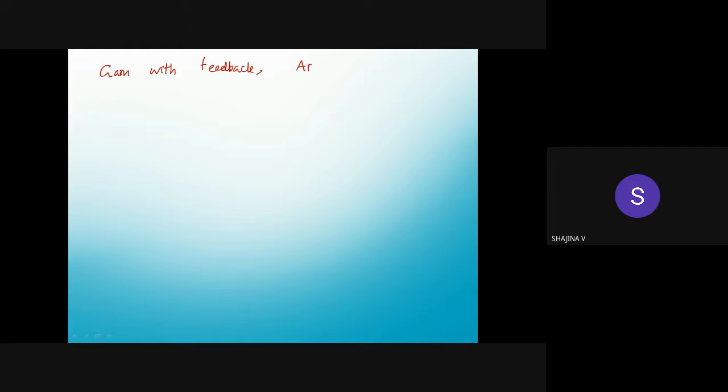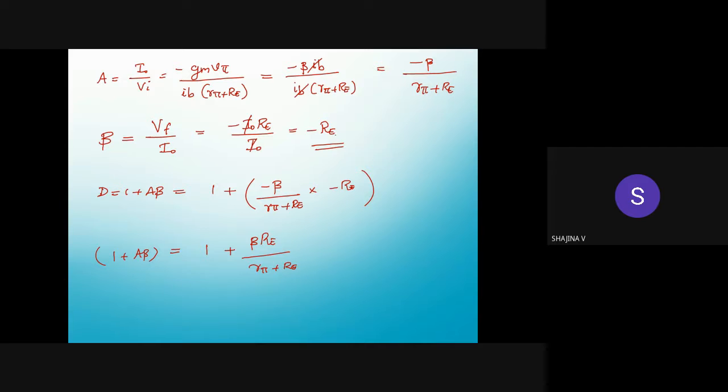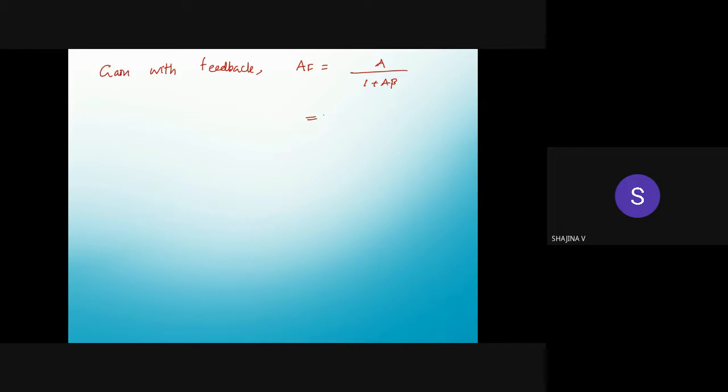That is AF is equal to gain without the feedback divided by 1 plus A beta. What is my gain without the feedback? Gain without the feedback is this one, minus beta divided by R pi plus RE. Okay. Minus beta divided by R pi plus RE. This is gain without the feedback, divided by 1 plus A beta.